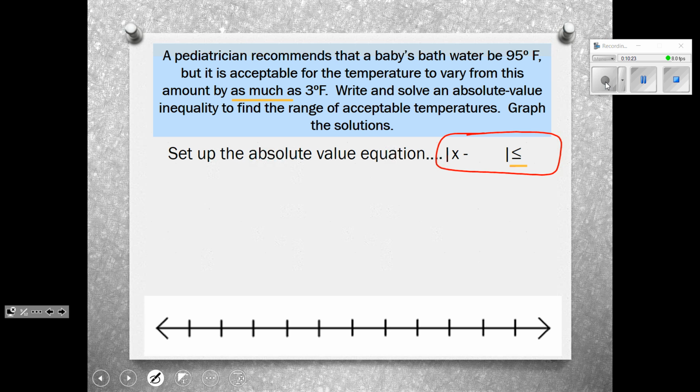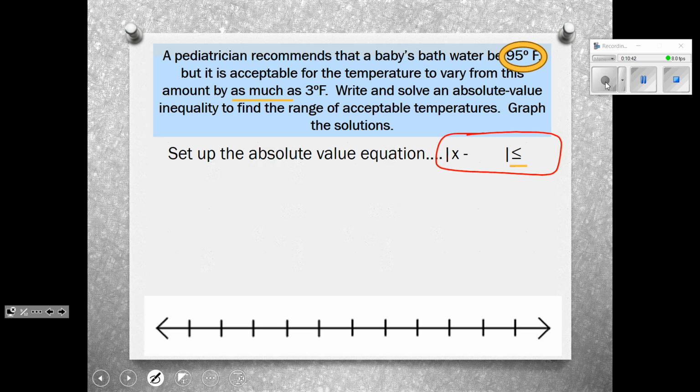Now, if you were to try to do this mentally and say, what could the range be? You could say, well, 3 less than 95 is 92, and 3 greater than 95 is 98, so it would have to be from 92 to 98. But let's practice plugging in these numbers and showing what they would look like in an inequality.